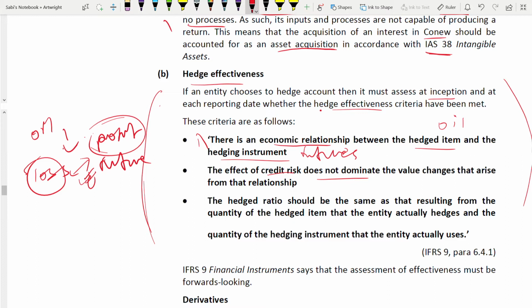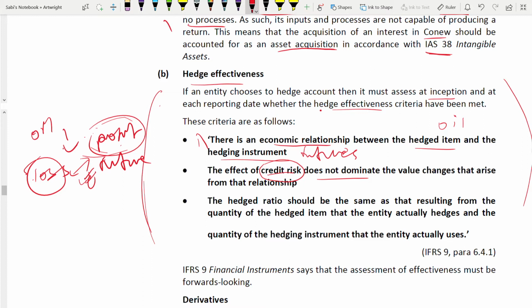But if either of them, whether the oil, the hedged item, or the hedging instrument, changes in value because of the credit risk, then it will not meet the criteria for hedge effectiveness. You cannot say your hedge will be effective. Okay? You cannot say your hedge will be effective. That is the meaning of the effect of credit risk does not dominate the value change. That means your credit risk should not change the value of either this or that. That should not dominate. That should not be the sole reason for the changes in value.